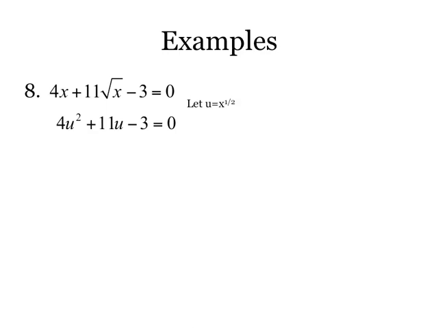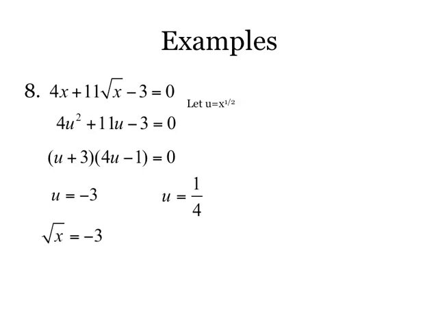And then we've already done this factoring, right? (u plus 3)(4u minus 1), and we solve for u. But now u is equal to x to the 1/2, or square root of x, so I'm going to substitute that back in because we're trying to solve for x, not for u. So square root of x is equal to negative 3, and square root of x is equal to 1/4. Now solve for x. So we would square both sides, and we end up with x equals 9 and x equals 1/16.